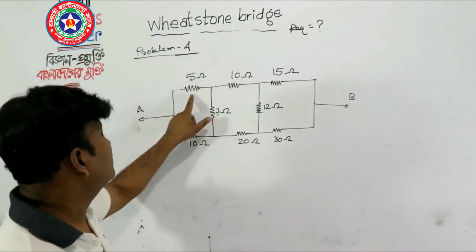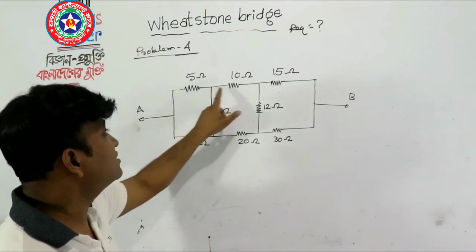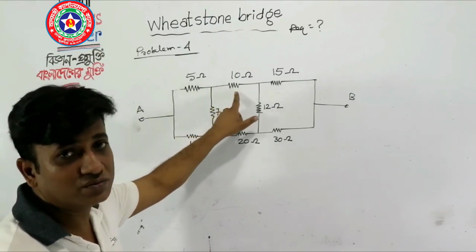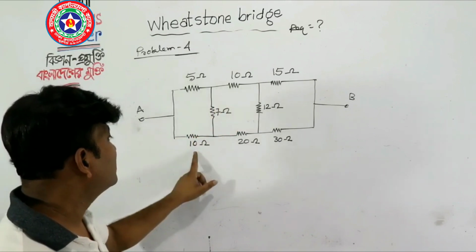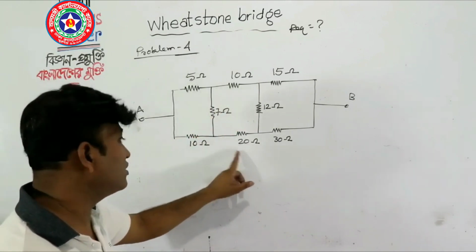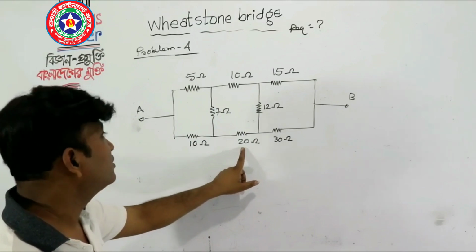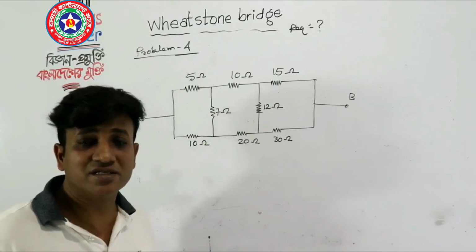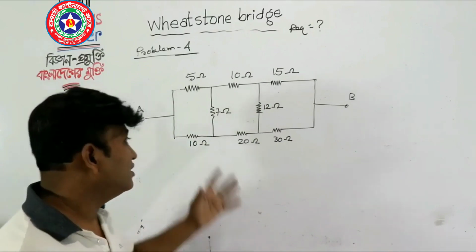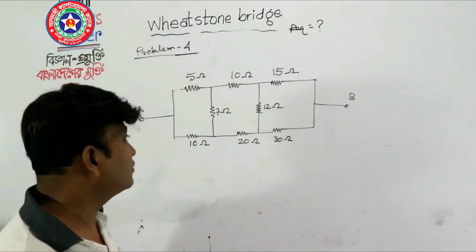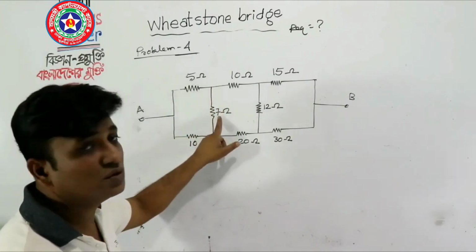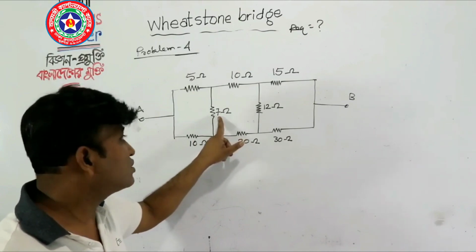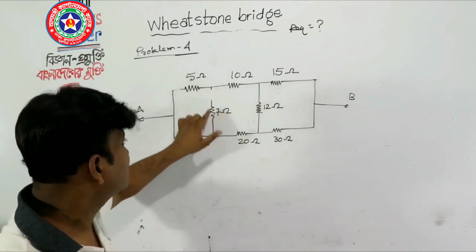Here if we take the ratio of these two resistances, their ratio is 1:2, and here the ratio of these two resistances is also 1:2. So these sides follow the Wheatstone Bridge principle. They are in balance. Therefore, no current will flow through the 7 ohm resistance. So we can remove it.